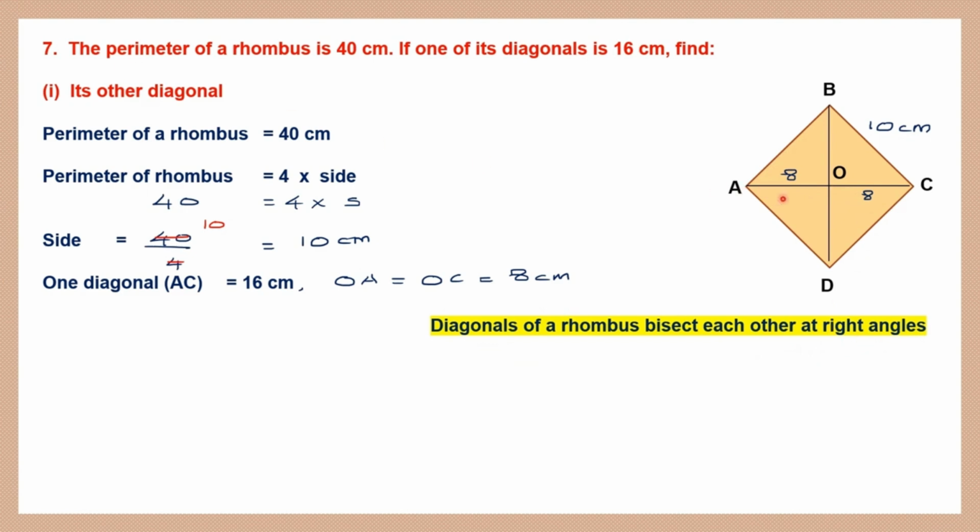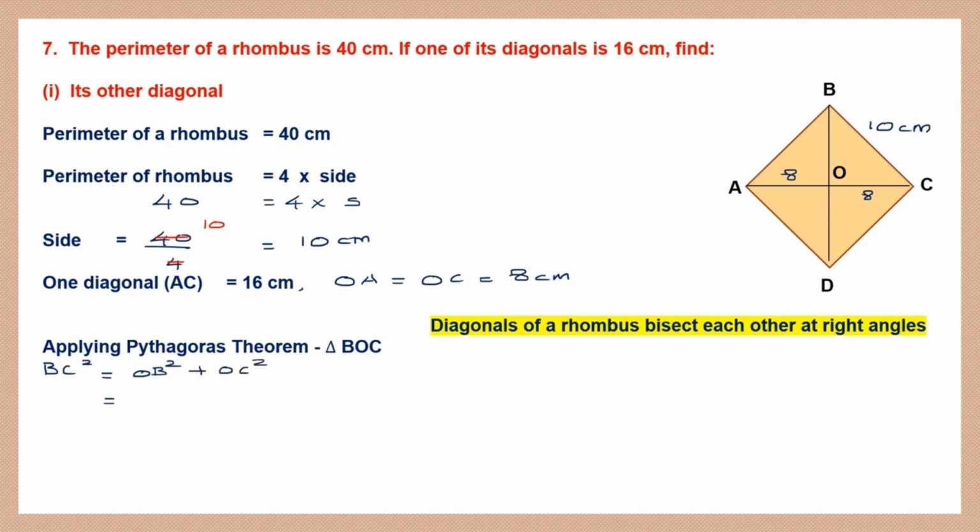Now let's consider only this right triangle BOC. If you consider this right angle triangle, we have this side 8 and this side 10. We only have to find this side, that is OB. We can use the Pythagoras theorem to help us find this. So let's find that first. Applying the Pythagoras theorem, what is it? BC square is the hypotenuse. BC square is equal to OB square plus OC square.